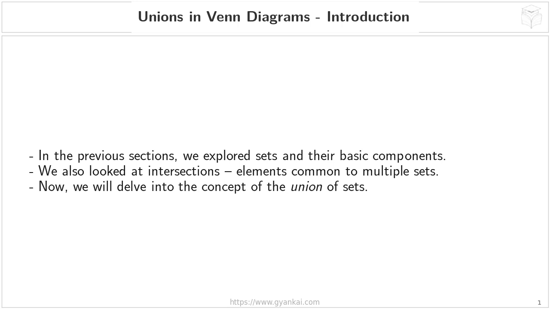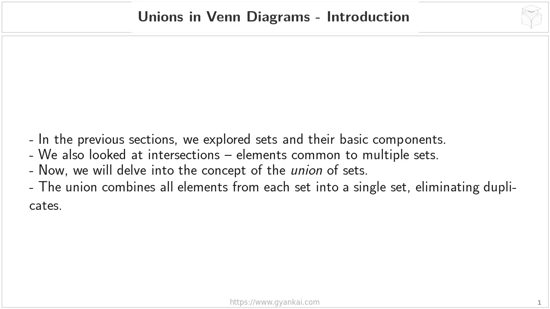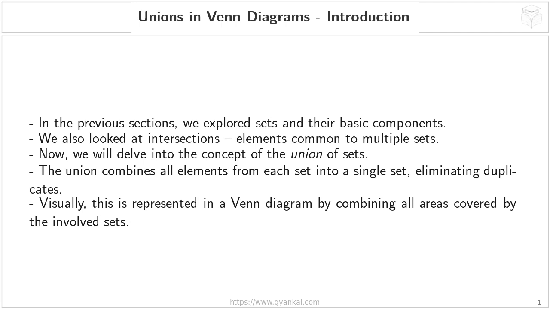Now, we're going to move on to another important operation with sets called the union. Think of union as bringing sets together. Specifically, the union combines all the elements from each set into one single set. But here's a key point. If an element appears in more than one of the original sets, we only include it once in the union. We eliminate any duplicates. And just like with intersections, we can visualize this beautifully using a Venn diagram.